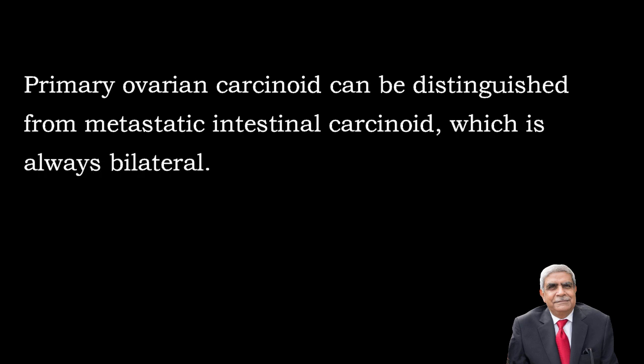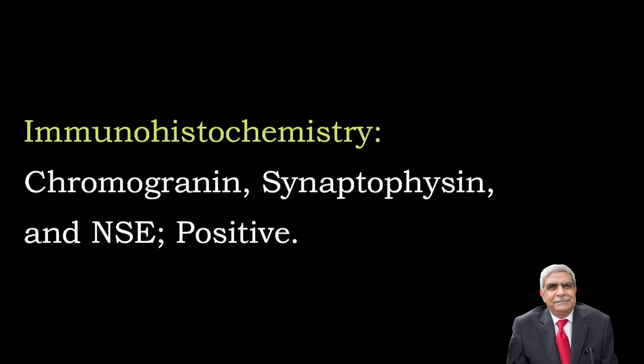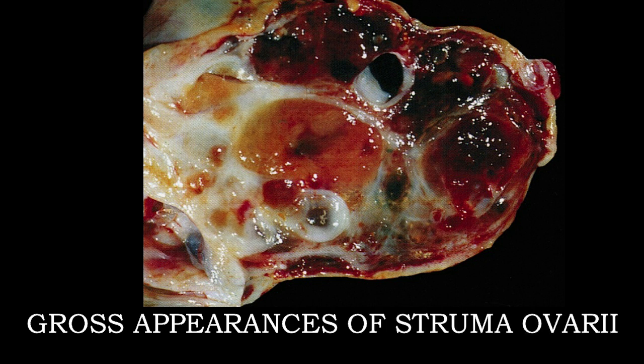Primary ovarian carcinoid must be differentiated from metastatic intestinal carcinoid, which is almost always bilateral. Even more rare is strumal carcinoid. A combination of struma ovarii and carcinoid may be seen in the same ovary. Only 2% of carcinoids give metastasis. Immunohistochemistry: chromogranin, synaptophysin and neuron-specific enolase positive.